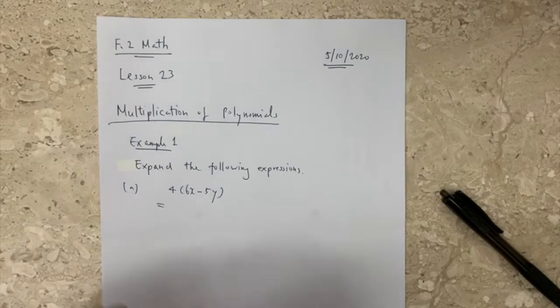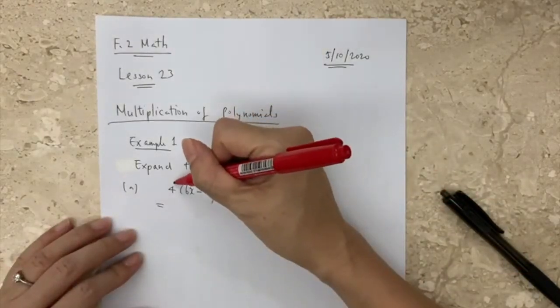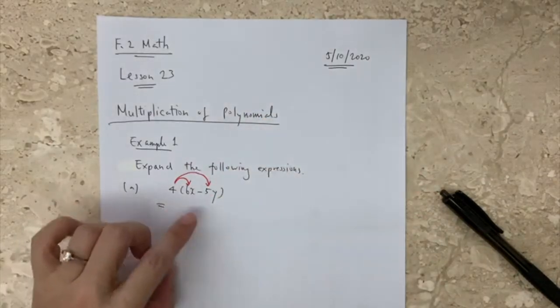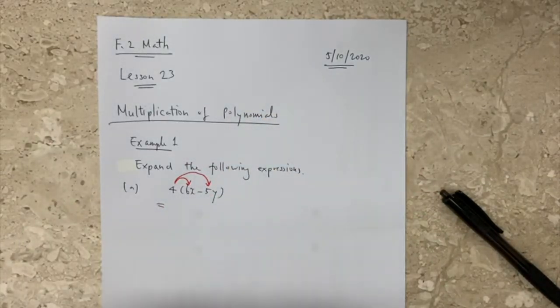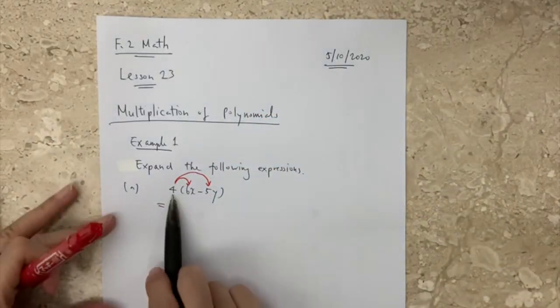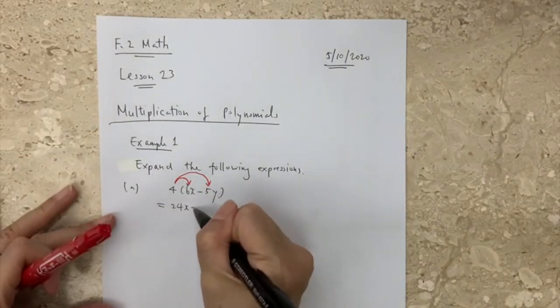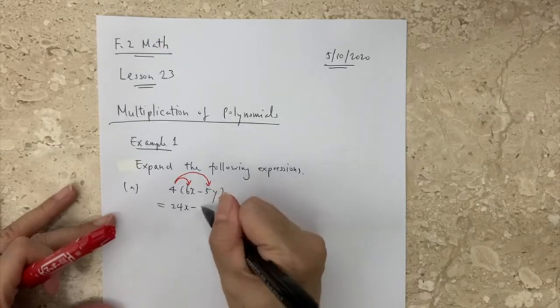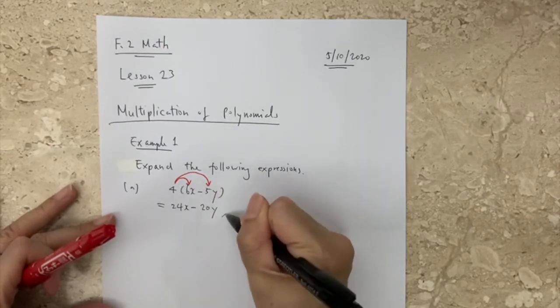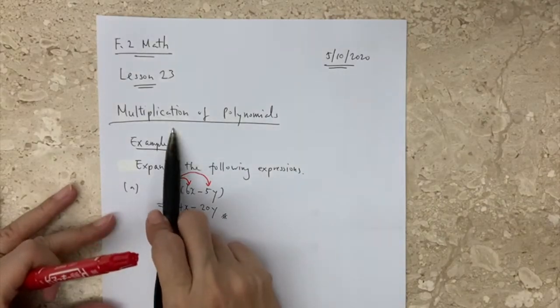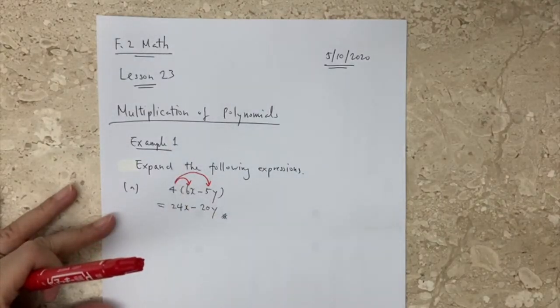Multiplication. Okay, so we have this 4 times 6x, and then later on we have this 4 times minus 5y. Alright, so that will be 4 times 6, 24x, and then minus 4 times 5 is 20y. So this is how we do expansion of a polynomial, which is the same as multiplication of a polynomial.